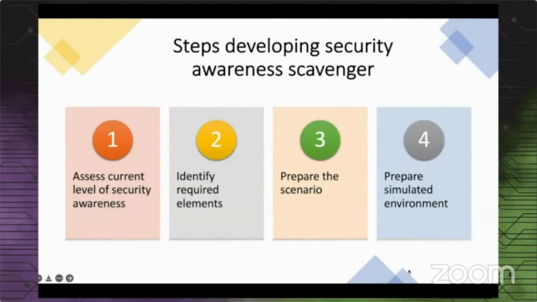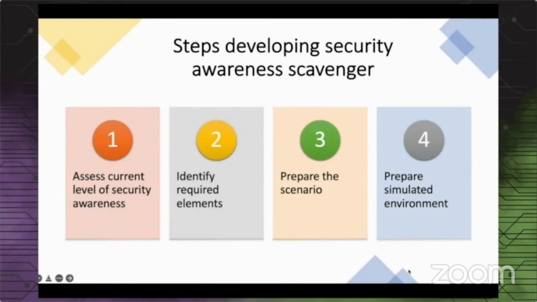Then the third step, I have to build the scenario. In this scenario, it will be the story or the tasks and exercises that will be implemented inside the scenario for the employees to start playing. And once the scenario is ready, I will be preparing the simulated environment.